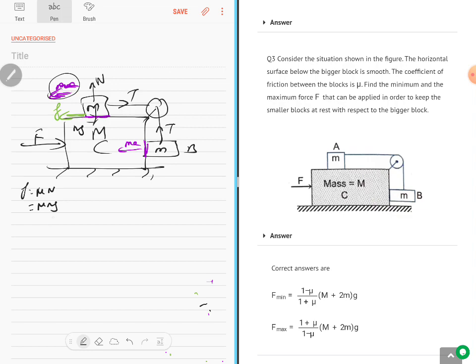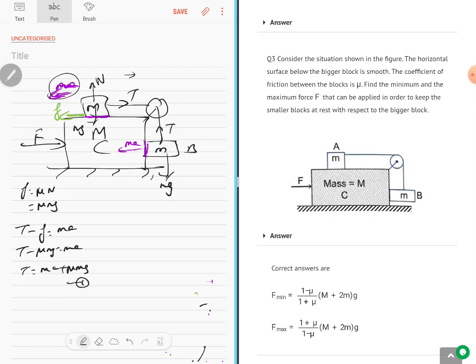And since there is a force ma in this direction to counter the left ma, it's T minus frictional force is equal to ma. T minus mu into mg is equal to ma. T is equal to ma plus mu mg, and you get a first equation. Let's go to the second block.